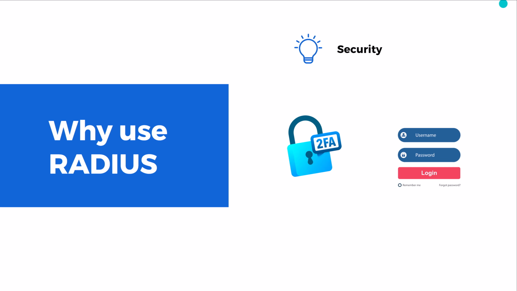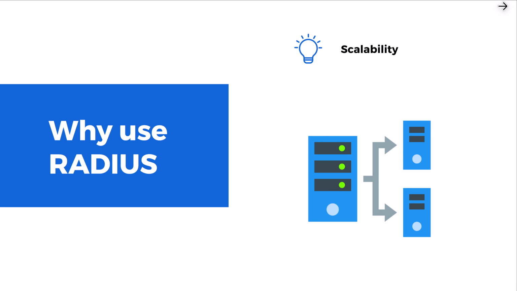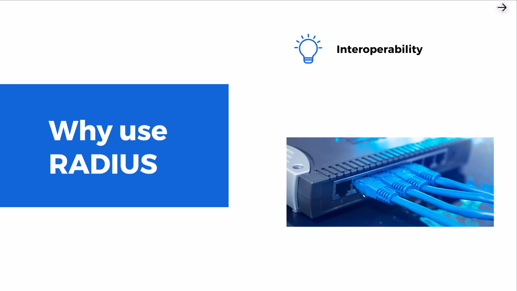Number three, it provides scalability. It's suitable for a growing organization. It can handle a large number of authentication requests, so you can add multiple servers to scale up. Interoperability: it works with various network devices, so it doesn't matter whether you purchase from HP, Cisco, Juniper, or Dell, as long as they are standard networking devices, you can use RADIUS.